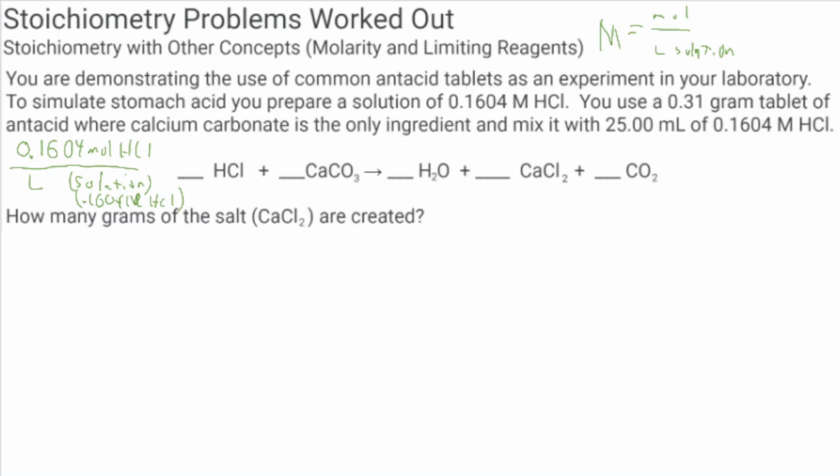And then the other thing we're going to be using is limiting reagents. So where that comes into play is when we decide where we want to start, which we'll talk about in just a second. So you use a 0.31 gram tablet of antacid where calcium carbonate is the only ingredient, and mix it with 25.00 milliliters of 0.1604 molar hydrochloric acid. Then we're given an equation where we have HCl plus calcium carbonate, or CaCO3, yields water, or H2O, plus calcium chloride, CaCl2, and carbon dioxide, CO2.